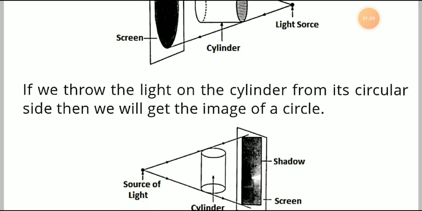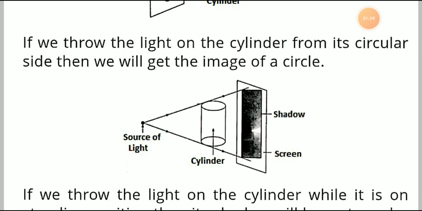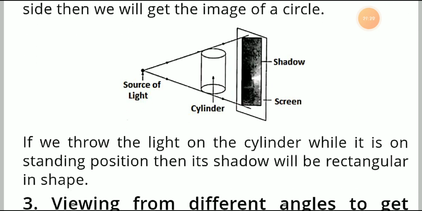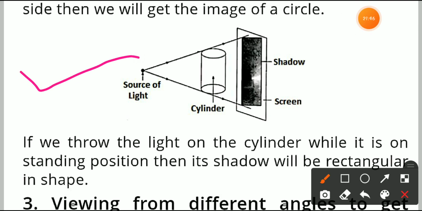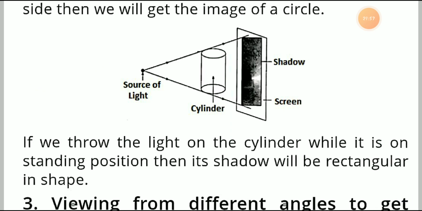If we throw the light on the cylinder from the circular side, we will get the image of a circle. And if we throw the light on the cylinder when it is in a standing position, then its shadow will be a rectangular shape. Try this at home, you will have fun. Take different objects and throw light on them and see what kind of shape you get: either oval, rectangle, square, line, etc.